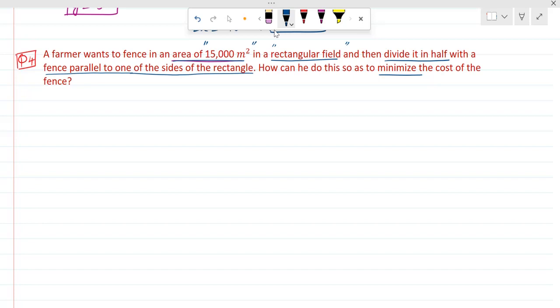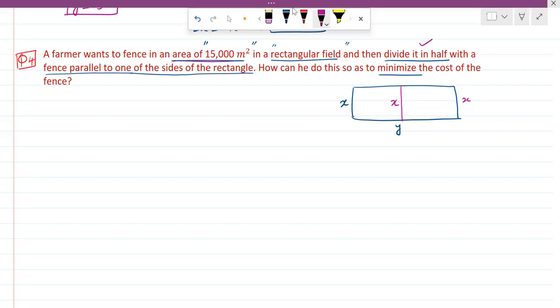So actually this is a complete rectangle. There is no river or anything mentioned in the question. So it is completely a rectangle. So this is x and this is y. And it is divided into half. This is a very important piece of information we have. So it is divided into the half. So you will have 3x sides and you will have 2y sides. So let us go with this part.